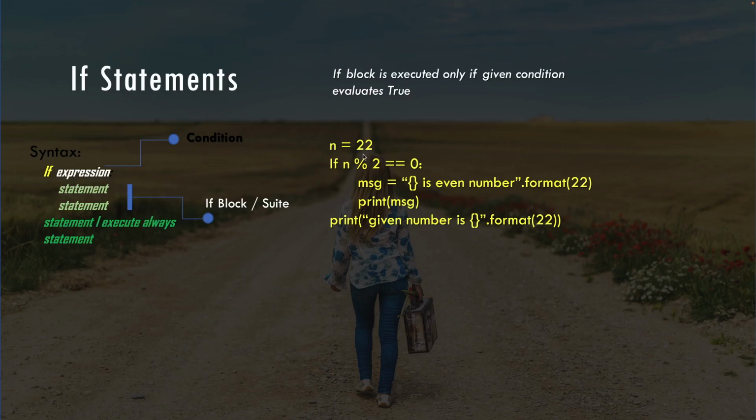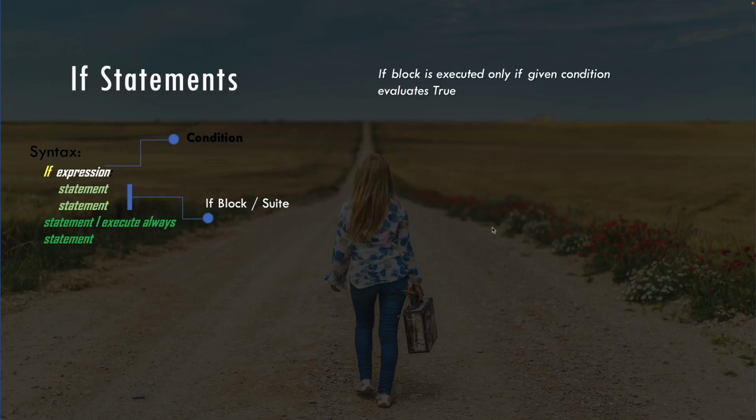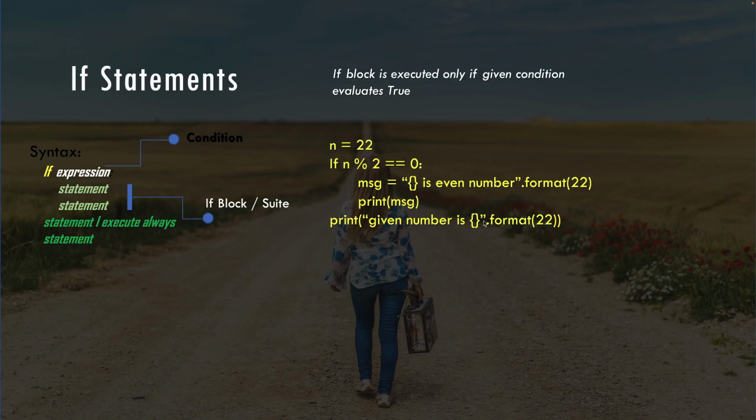If you take an example here, I took n equal to 22. I'm checking whether it is an even number or not. This line, the given number, will be printed regardless of whether the if condition is true or false. But the if block that we have here, these two statements, will be executed only if the condition is true, that is, if the number n is even.